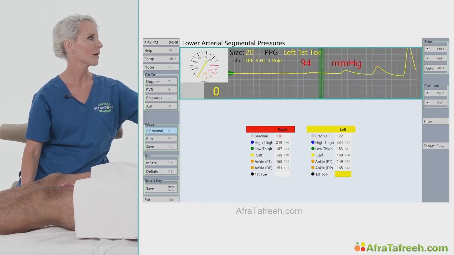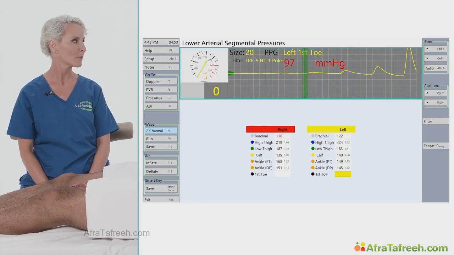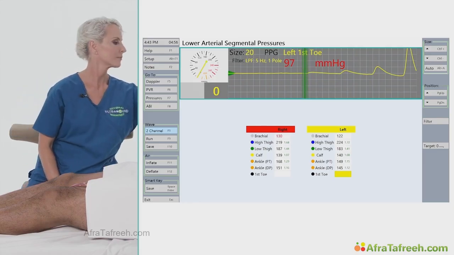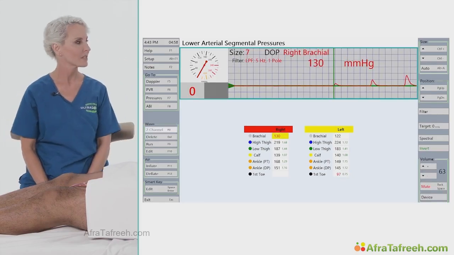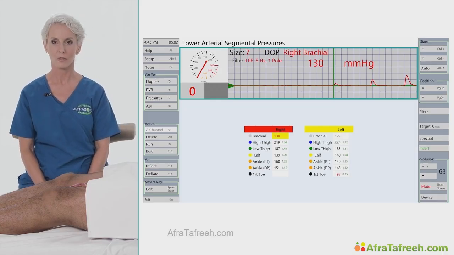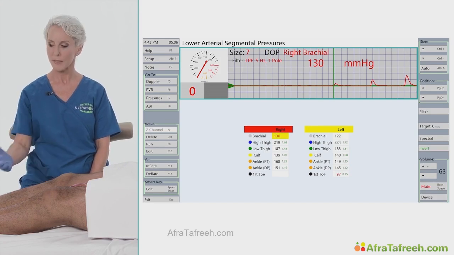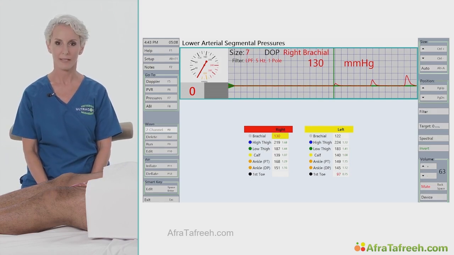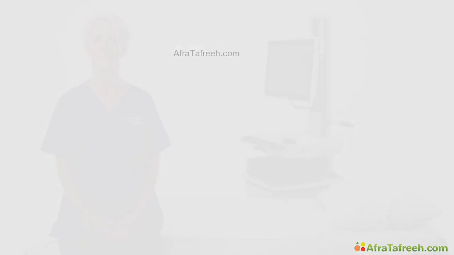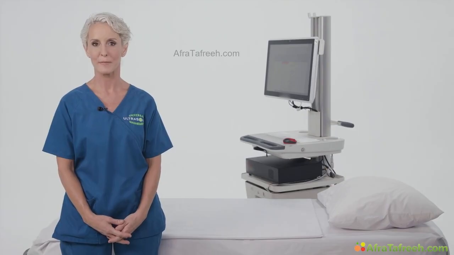Moving back to the onset of the first upstroke, we have a toe pressure of 97. And that gives us a toe brachial index of 0.75. A normal toe brachial index is greater than 0.7. Our patient has a normal TBI. We have now completed our physiologic exam of the bilateral lower extremities.